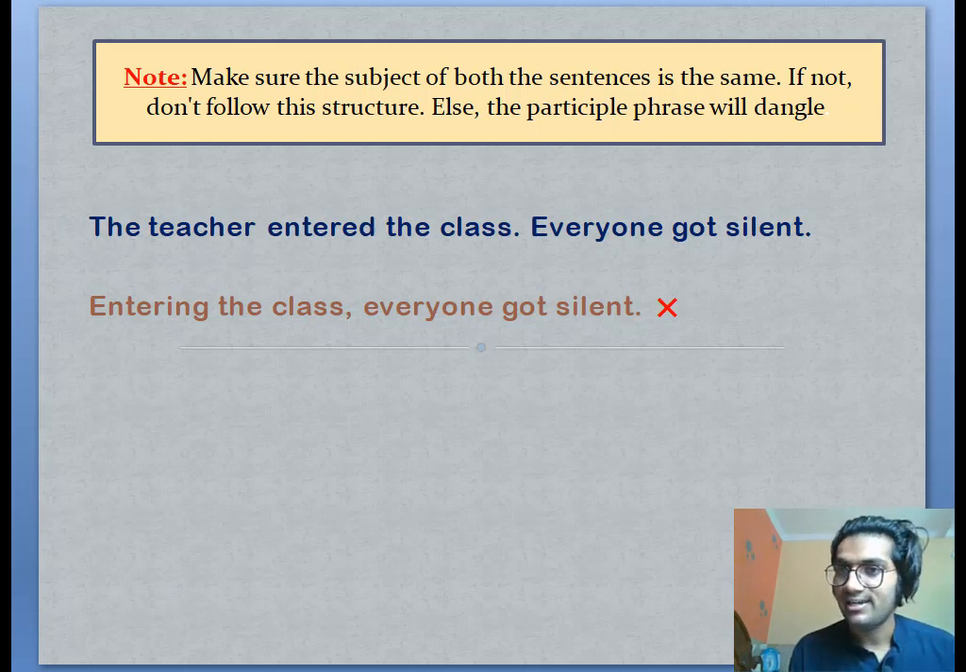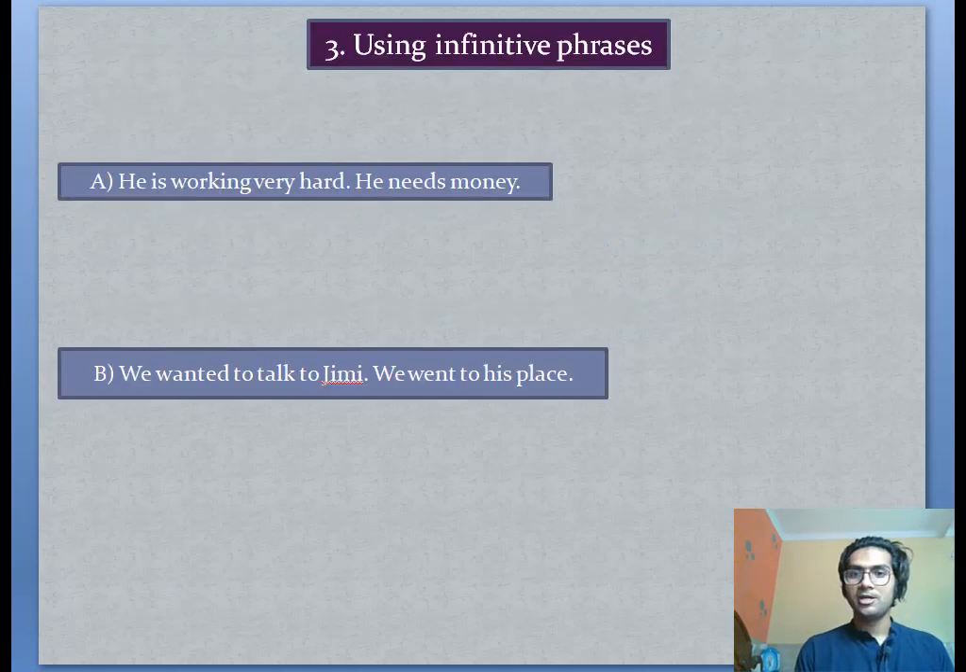So don't do that. If both the sentences have the same subject and one action happened first and then the other, you can use a participle phrase in place of the first action. But just don't do it when both sentences have different subjects. Okay, so that is the second way to do it. Third way, using infinitive phrases.